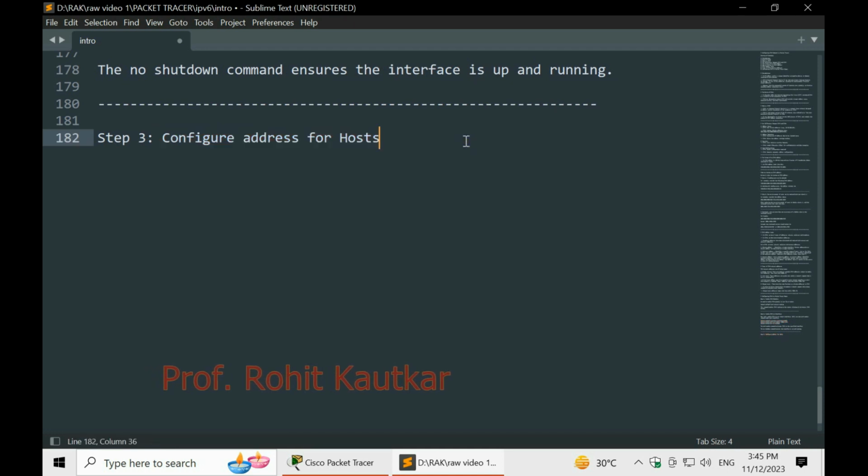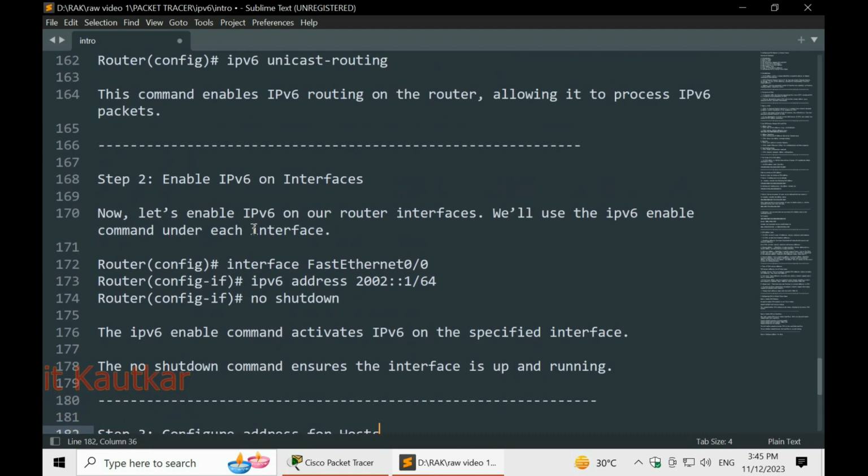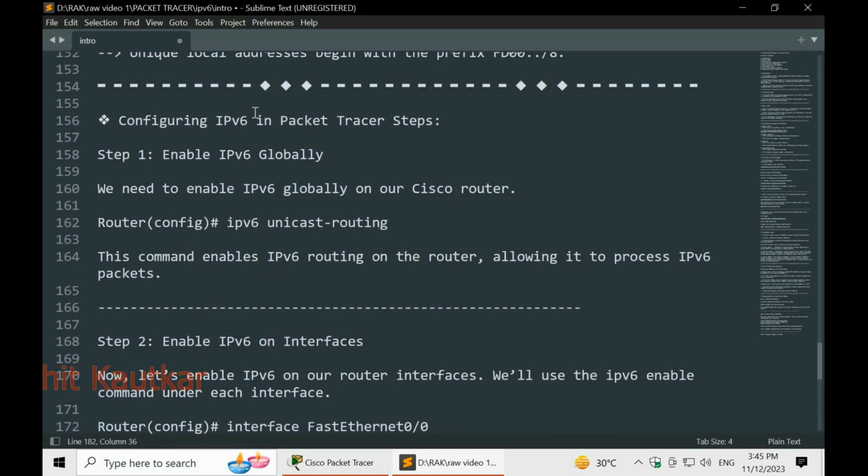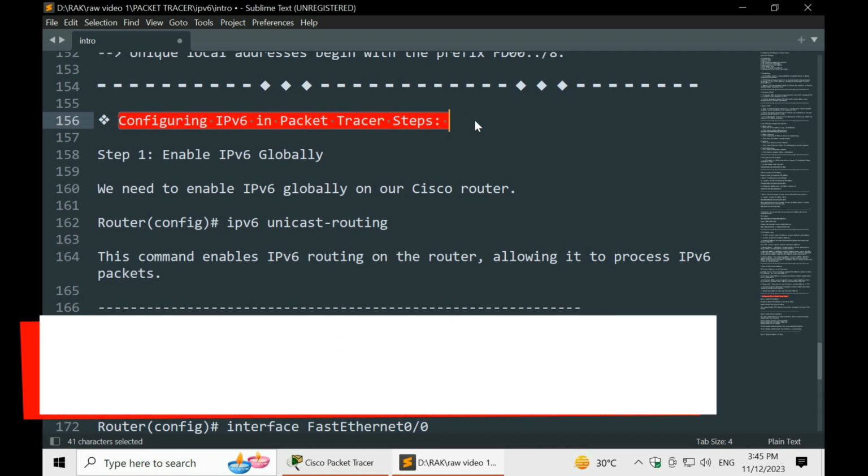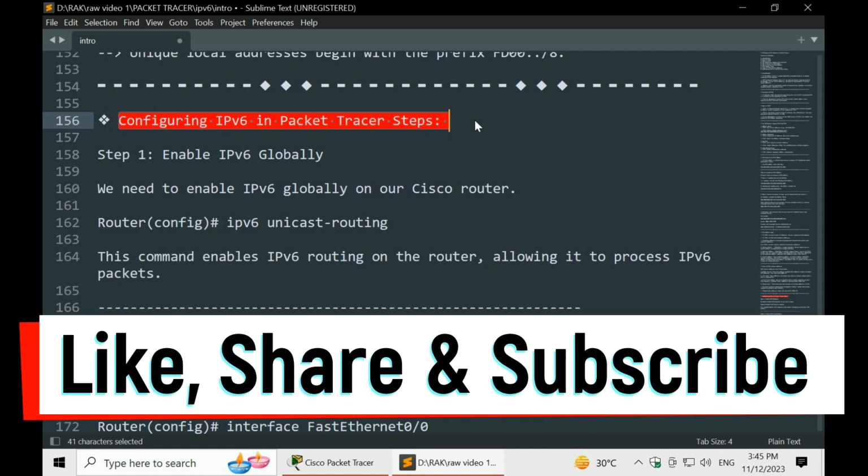Then the next step is configuring the IP addresses for the hosts within our network. Simply go to the desktop, IP configuration, and over there we can assign an IPv6 address. These are the overall steps we will follow to create an IPv6 network in Packet Tracer.